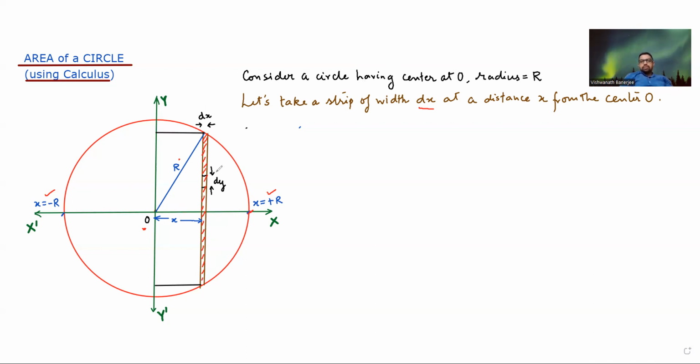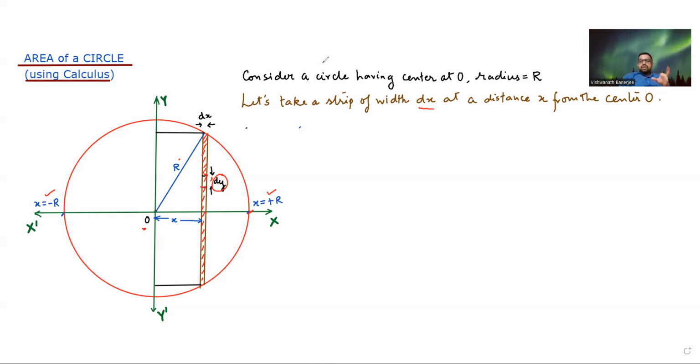Whereas on the strip, the vertical gap, that is dy, is this. This is dy, I have marked. So any area element on this strip is dx into dy, right? It is dx into dy. And then integrating it within appropriate limits, that is, applying calculus to it, we would be able to find the area of the circle. So let us start with this.